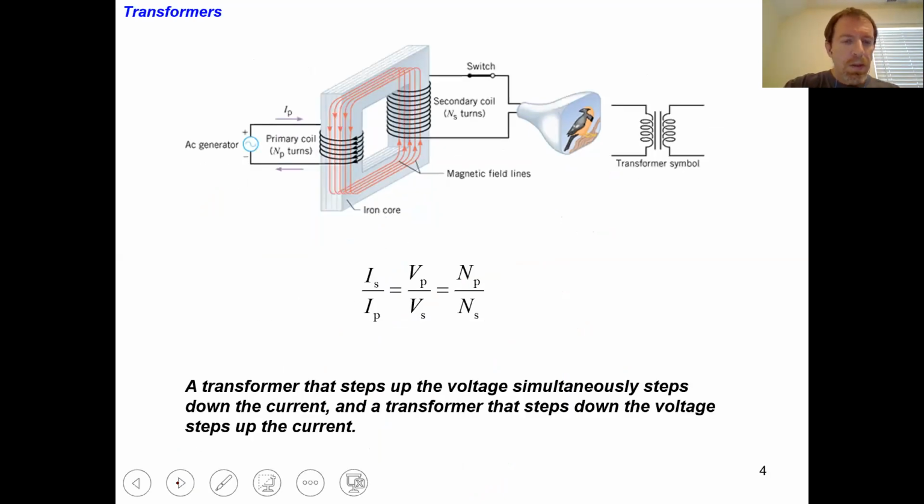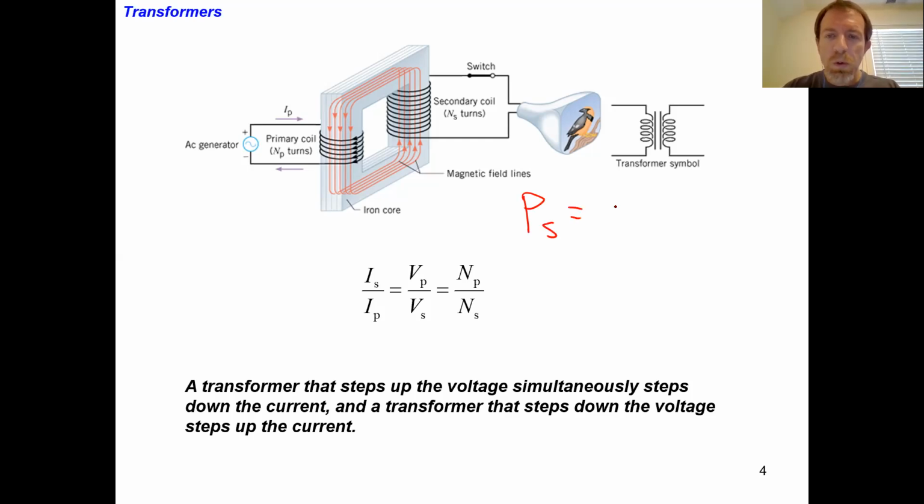All right. The other thing we can do is make the approximation that, well, what happens if we were in a perfect world? If we were in a perfect world with an ideal transformer, then the power that we have transferred to our secondary is equal to the power that the primary generates.